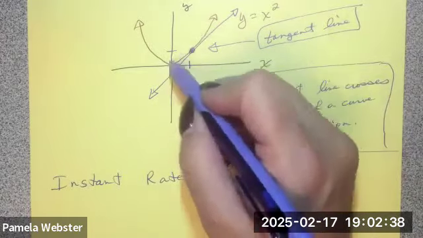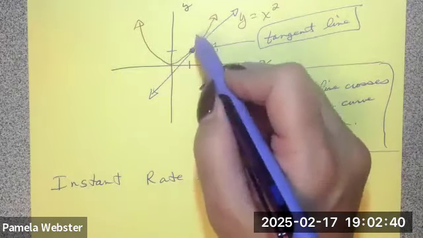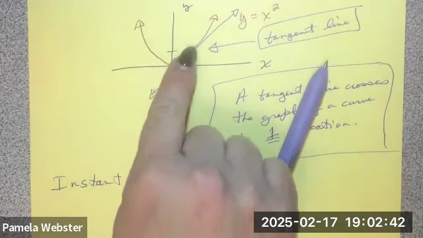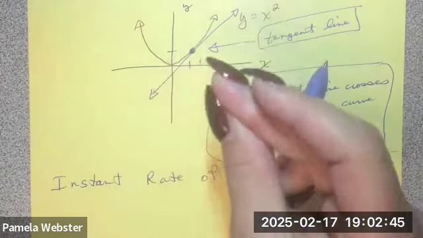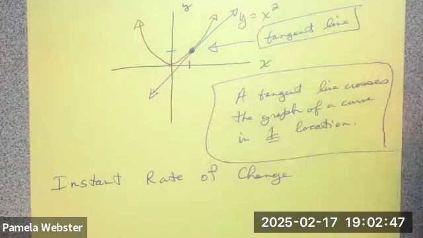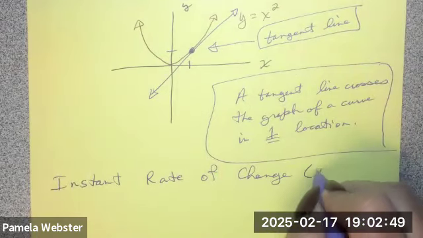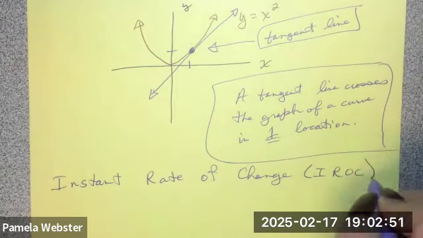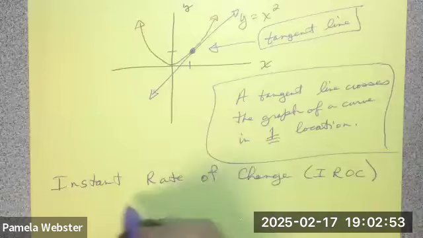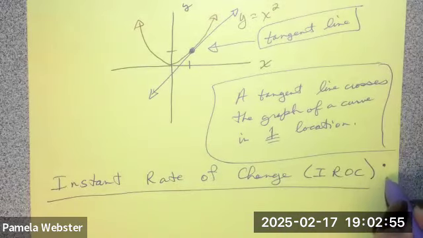Instead of me averaging between 2 different points, average rate of change, I want to know what's happening right there in that one spot. So I want instant rate of change right now. I don't want to have to average it anymore. And of course, we're going to call that IROC, instant rate of change.